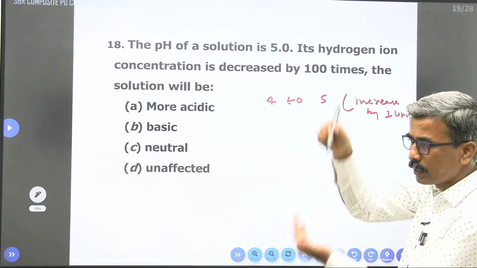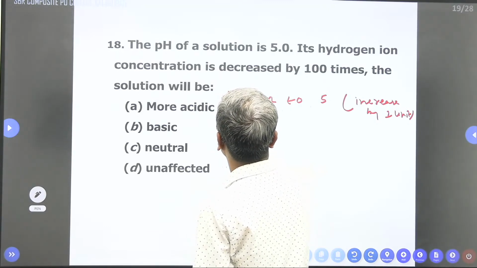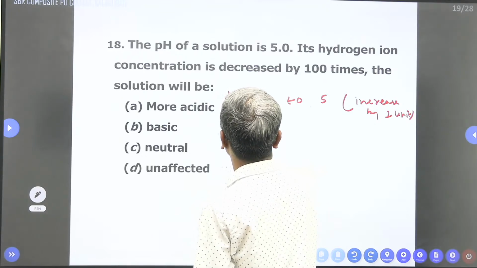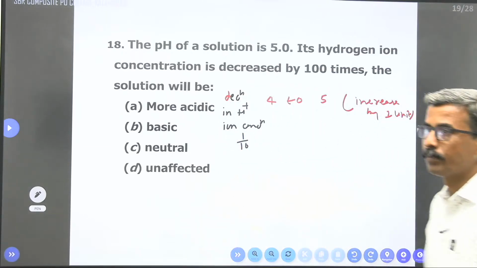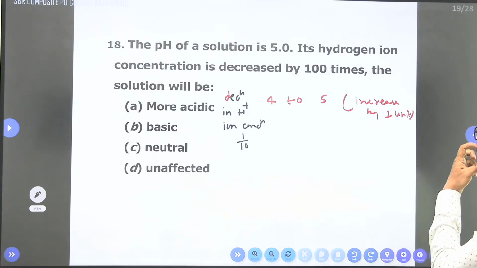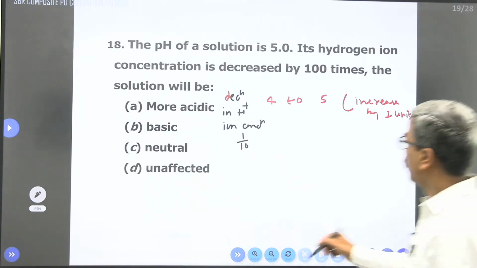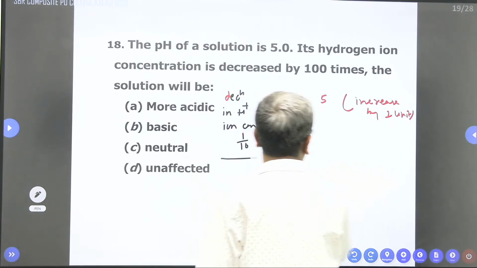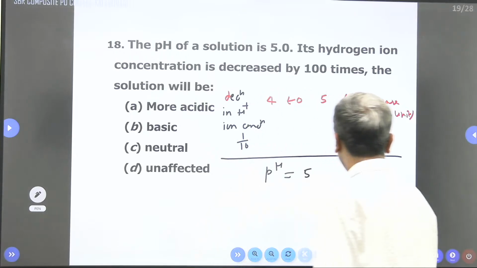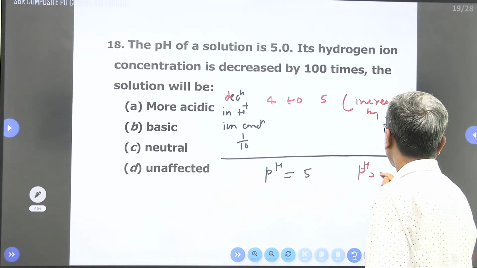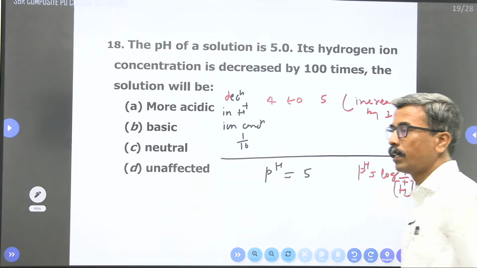Then how much is the concentration decreasing? The decrease in H plus ion concentration is 1 divided by 10 times. Now here they are saying the pH of the solution is 5, and its hydrogen ion concentration is decreased. Let me write it here: pH is 5. Once again I am writing the definition of pH: pH equals log 1 divided by H plus. They are inversely related.